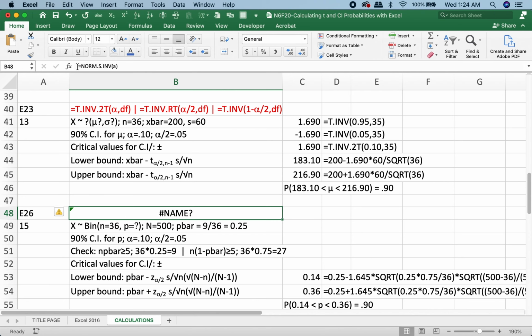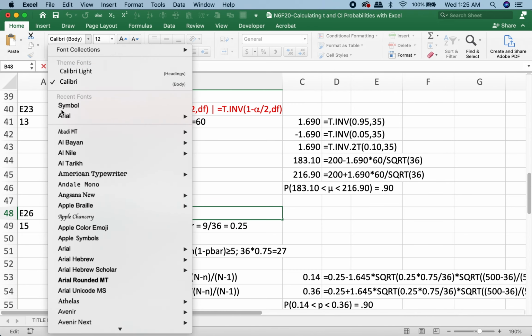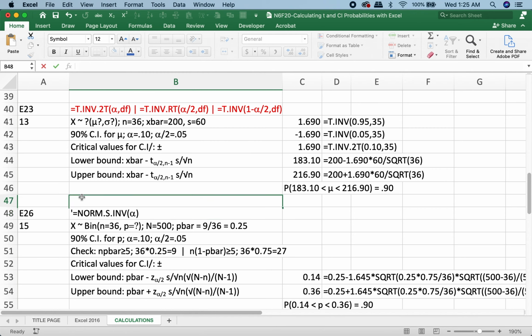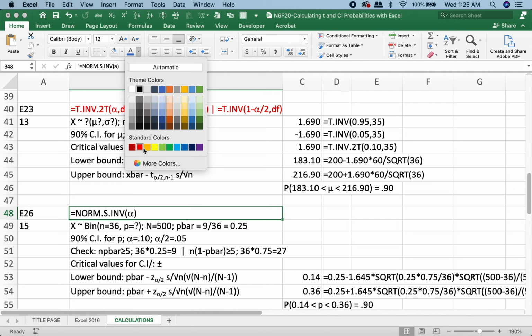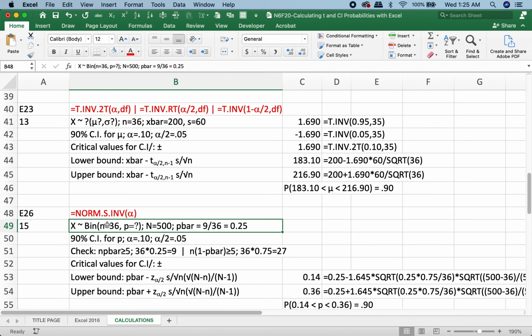Let me just clean that up a little bit so you can see that better. Actually, I have to change this to a symbol. There we go. Okay, so that's what the thing looks like. I might as well put it in red because the others are. Okay, so this really is a binomial problem, right? n is equal to 36. We don't know what P is. We know what big N is, 500. P bar, 9 over 36, which is 0.25. We're looking for a 90% confidence interval. We do our check, and that works out.